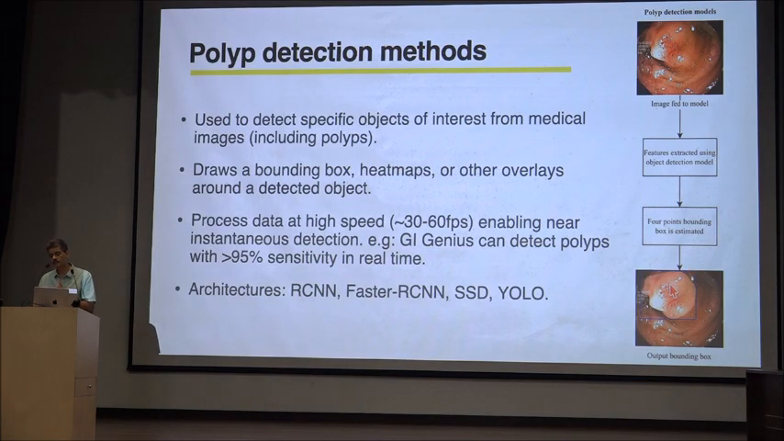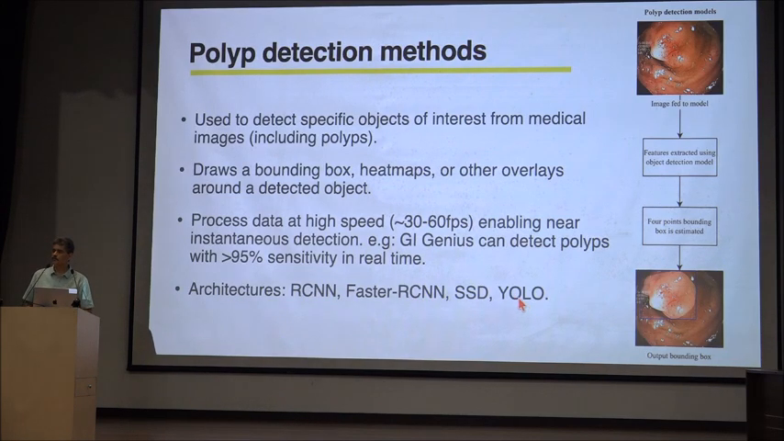So what the system is doing is giving you 4 coordinates, 1, 2, 3, 4. It detects the coordinates where it is seeing an object and draws a bounding box over the detected objects in real time. With the current technology, this can be done in real time, so you can continue to do your colonoscopy at 30 to 60 frames per second, with near instantaneous detection by the system. GI Genius is a Medtronic platform. It can detect polyps with more than 95% sensitivity in real time.